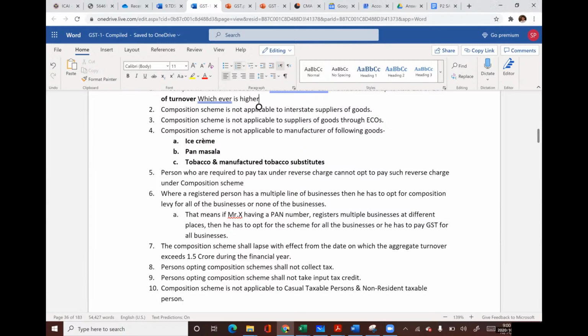Persons who are required to pay tax under reverse charge cannot opt to pay such reverse charge under composition scheme. Right. So if you are supposed to pay GST under reverse charge, we are yet to discuss it, but remember this, I will bring this again. If you are paying GST under reverse charge, composition scheme is not applicable to you. Go ahead.